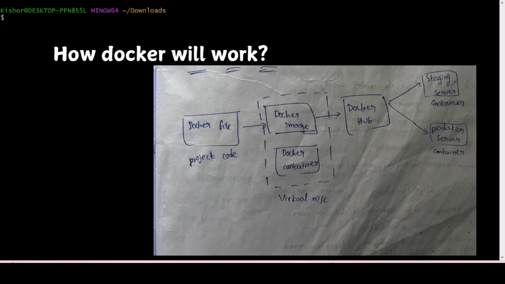We can deploy those images by using the configuration files in Kubernetes or Apache. You can deploy in any way. This is the process by which Docker works.